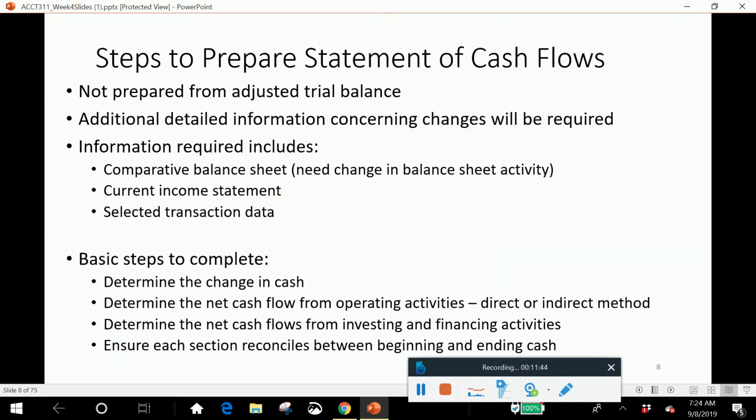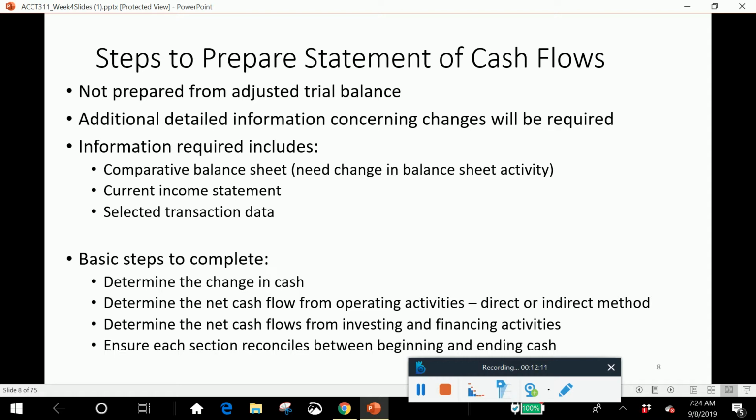So now we're going to move into how you prepare a statement of cash flows. So unlike some of the other financial statements, which are prepared from an adjusted trial balance, when you prepare a statement of cash flows, you need additional information. And the information that is required is a comparative balance sheet. And keep in mind that a comparative balance sheet is a balance sheet that shows 2 years worth of activity.